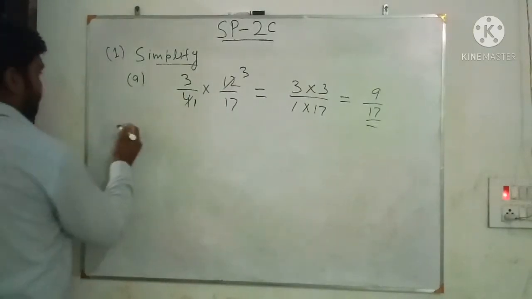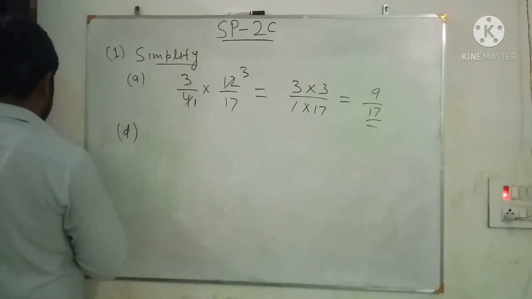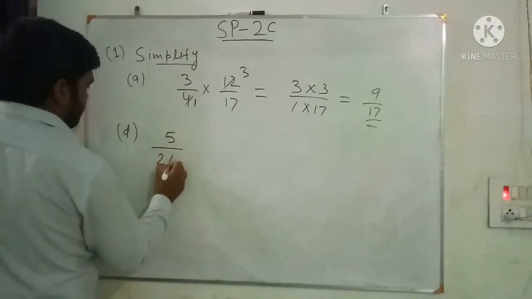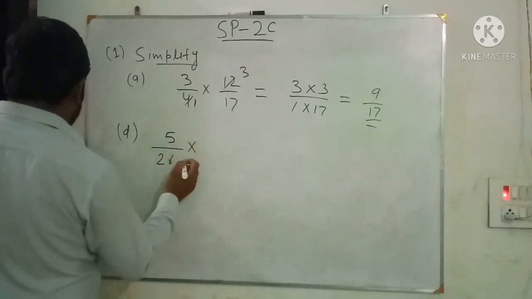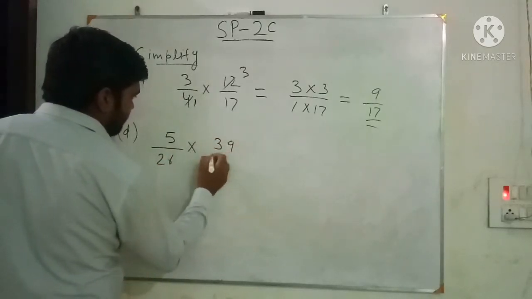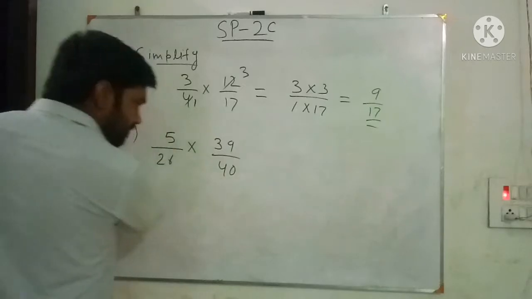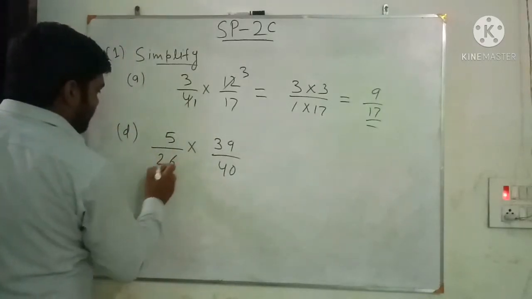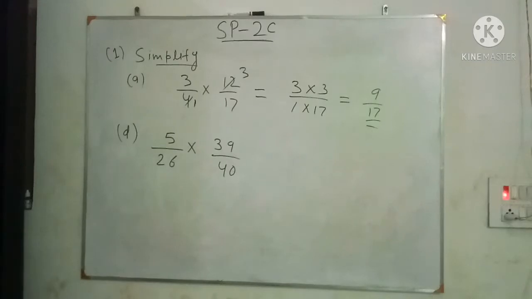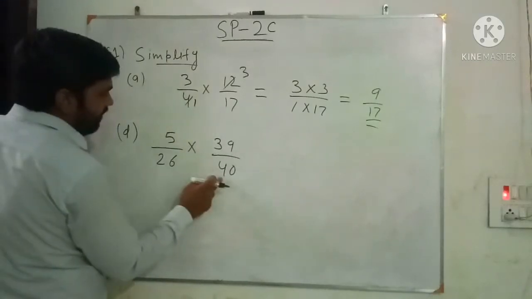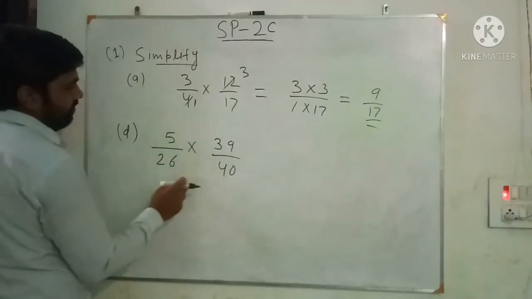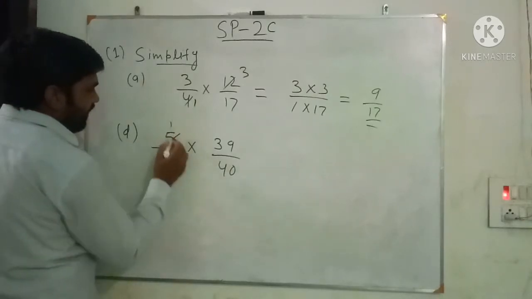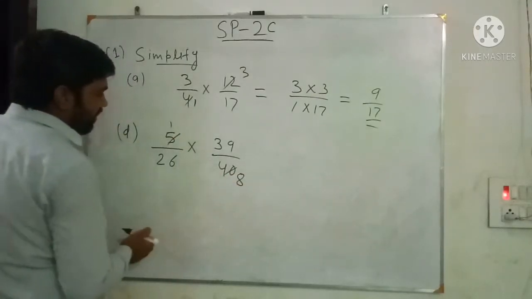1D. 5 by 26 multiply 39 by 40. Here you see this numerator and denominator 5 and 40 has a common factor 5, because in the table of 5, 5 is divided by 5 also and 40 is also divided by 5. So 5 1 is 5, 5 8s are 40.